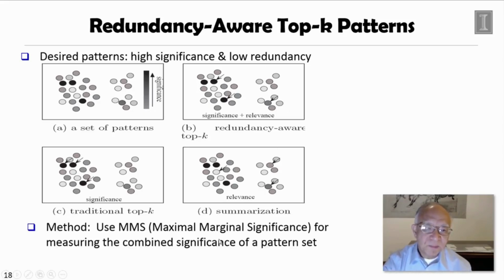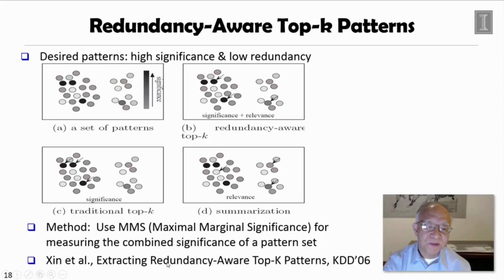So the problem becomes how to develop an efficient and effective method for finding such redundancy-aware top-K patterns. There's an interesting study which uses maximum margin significance to measure the combined significance of patterns, and develops efficient methods to mine such patterns. We are not going to get into the detail of this method. Interested readers may read the paper we pointed out. Thank you.